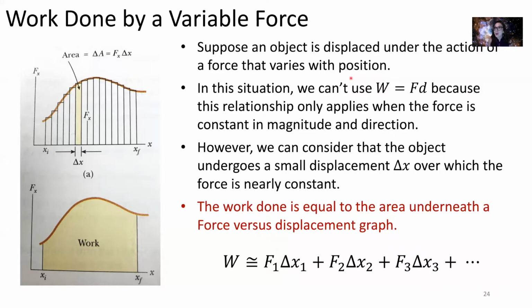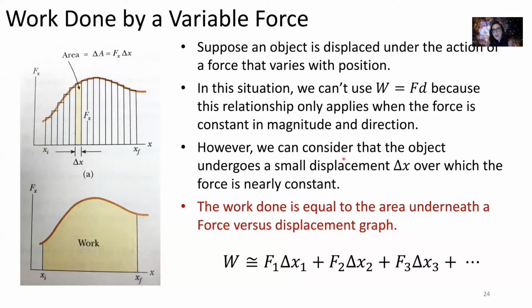Now, in a lot of these problems, we're thinking about work done by a constant force. But what happens when the force is not constant and it's doing work? So let's say an object is displaced under the action of a force that varies with position. In that case, we can't just say work is equal to force times displacement because that force is changing every time step. This relationship only applies, as it's written here, when the force is constant in magnitude and in direction.